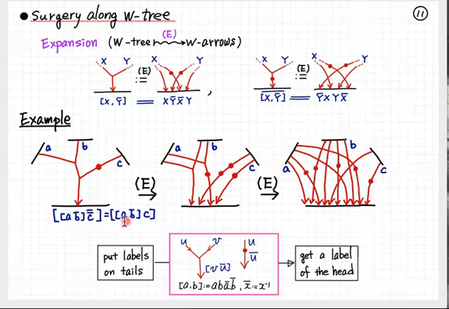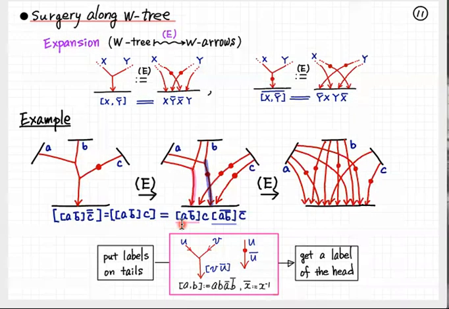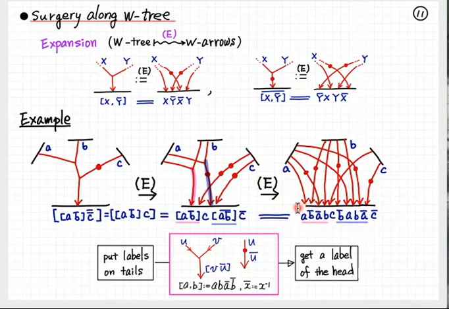And if you expand this bracket, then we have this, right? Then again, expand this bracket, then we have this. And this element really corresponds to the sequence of labels of heads. See, here is A, okay, and B bar, and A bar, and B, and so on.